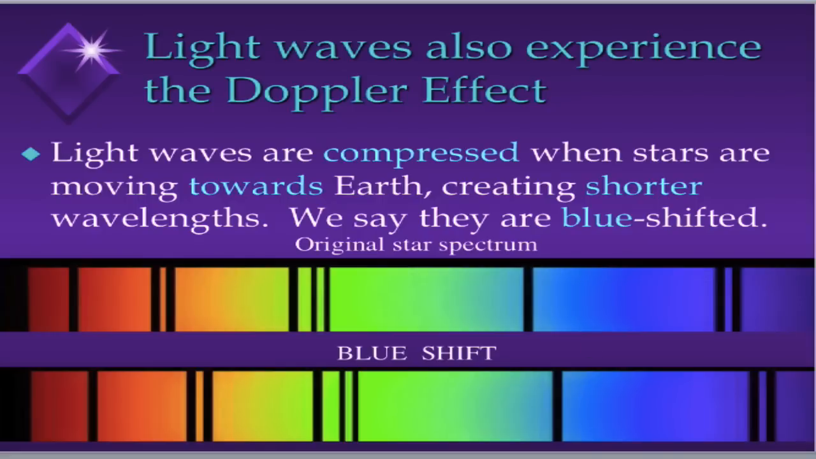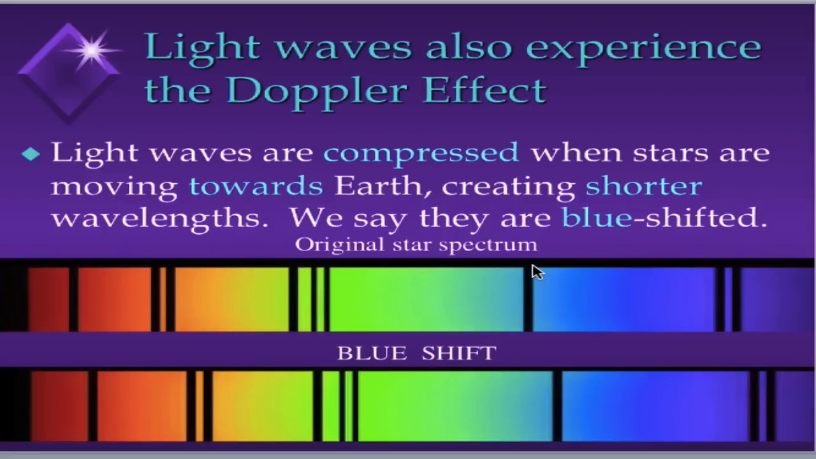Now, here's the tricky part. We have to use a star that is not either moving towards us or away from us. Luckily, we have the sun. So for example, this top spectrogram would be for our sun. This one down here at the bottom would be for some other star in the universe that we're trying to figure out if it's either moving towards us or away from us.